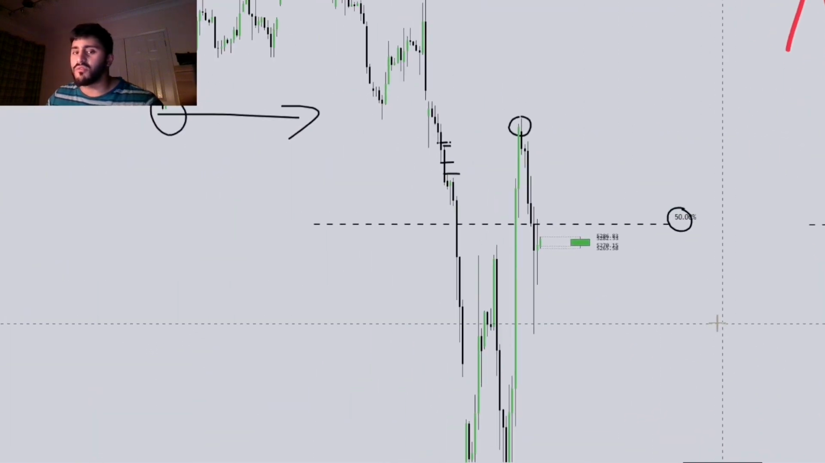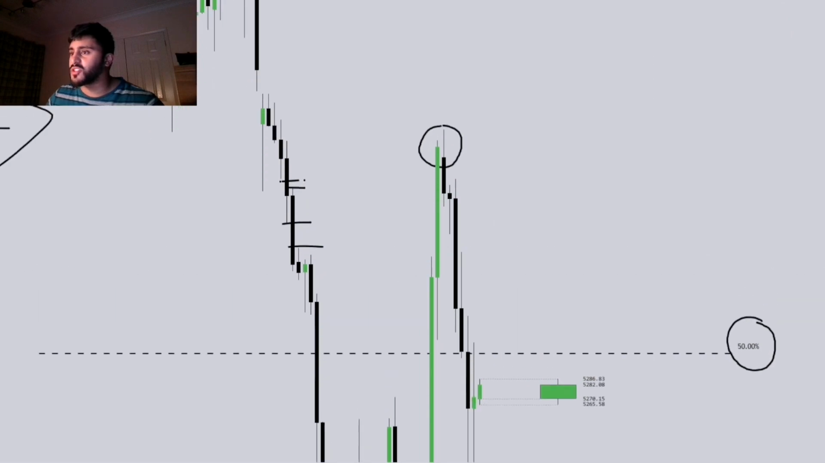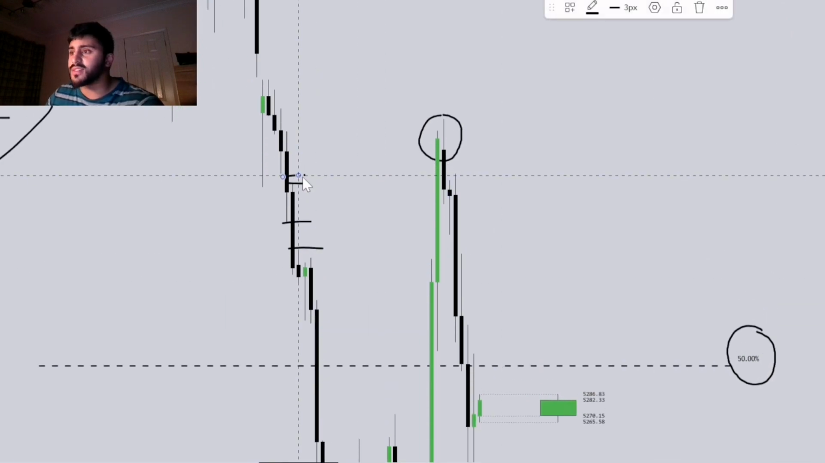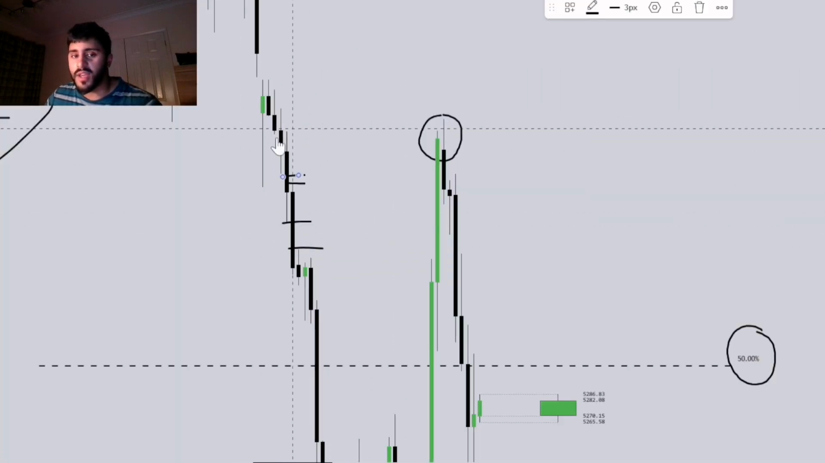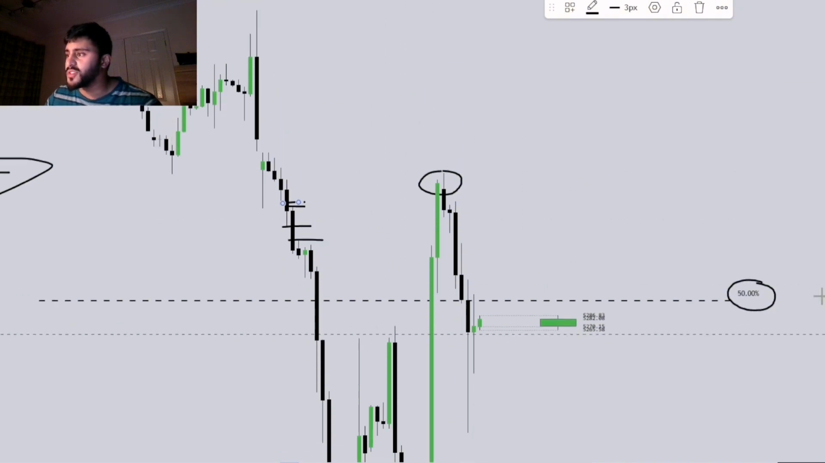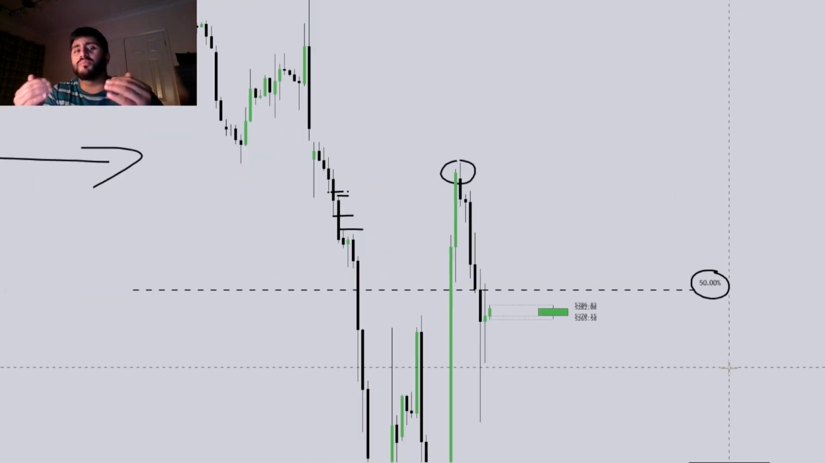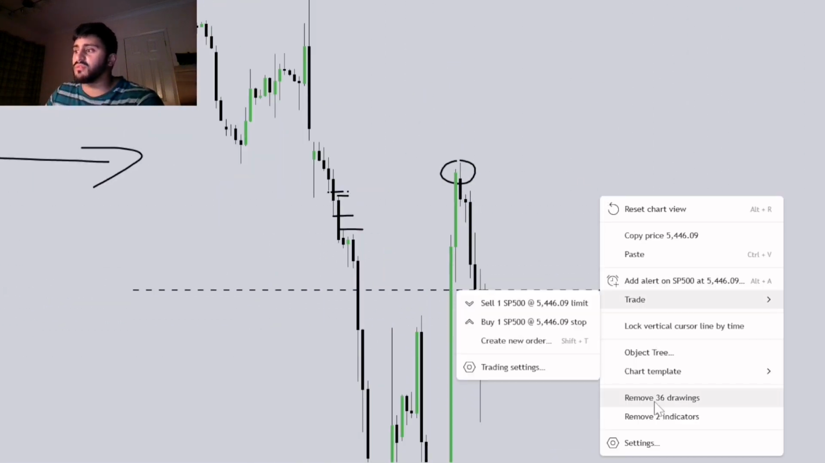Now, when we go back to the regular candlestick chart, what we can see is price has given us these fair value gaps over here, which price has come into. Notice how we're above the 50% level. So we're in a premium, which means we should be looking for sells.